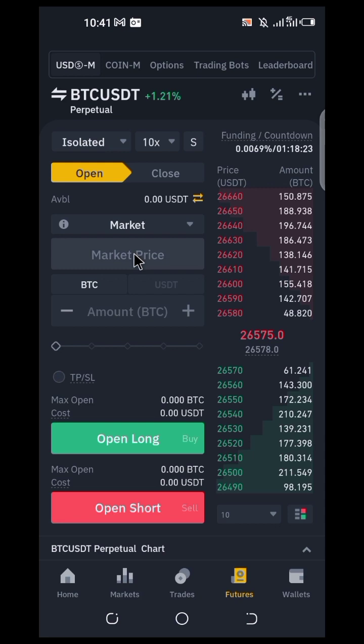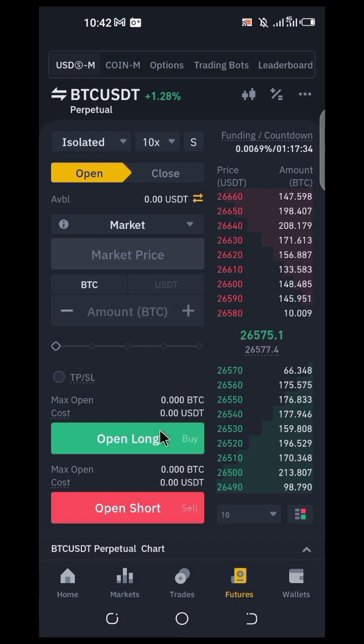The market order allows you to trade with the current price of a particular pair or the particular currency you are trading with. When you are using the market order, whenever you open a position, either long or short, the position will be opened with the current price in the market. For example, if I want to open long, or if I want to buy, I don't have to enter my entry price because I'm using the market price. Anytime I open a position, whether long or short, it is going to be opened with the current price of BTC or any of the currency pairs I'm trading in the market.